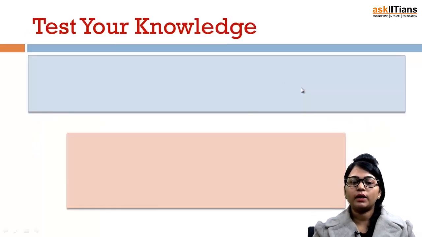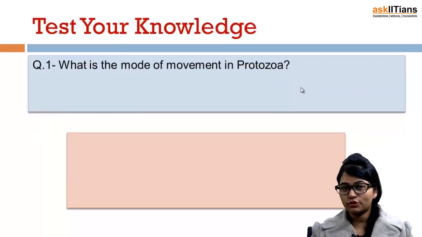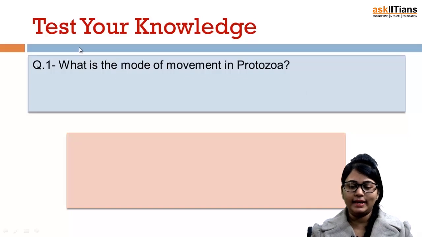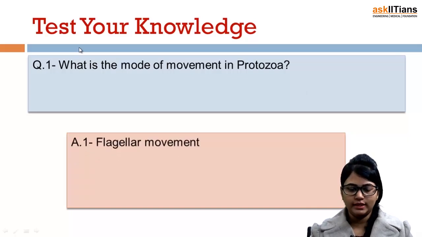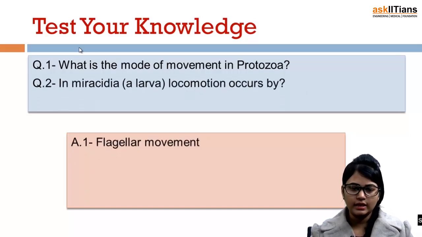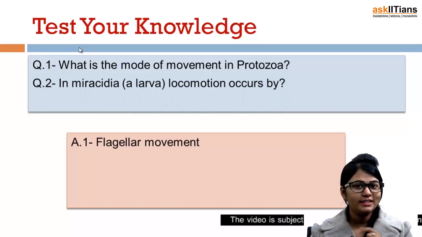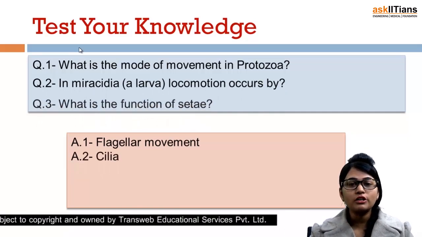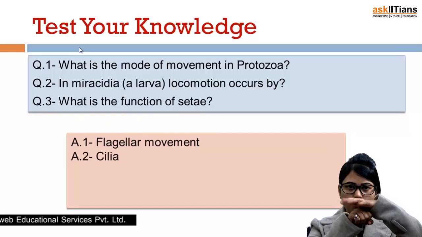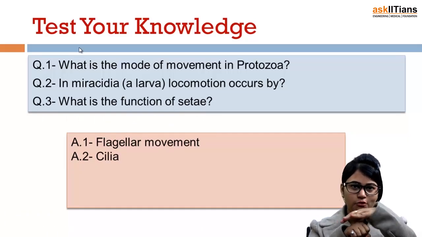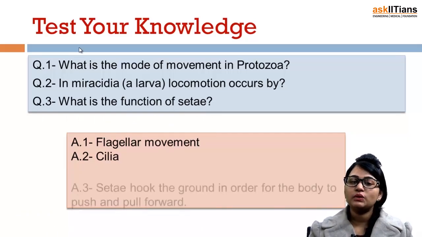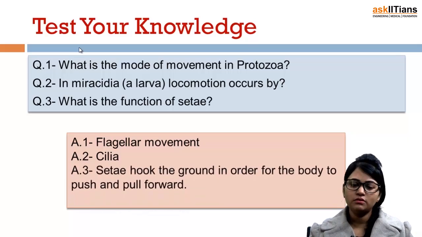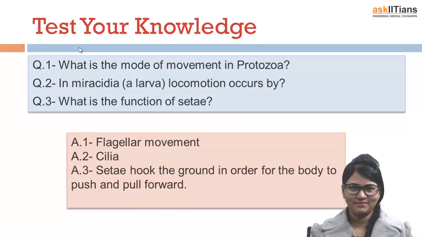Now, let me ask you one question. What is the mode of movement in protozoa? I explained it. Yes, flagellar movement. Then, in Miracidia, larval locomotion occurs by? Yes, by cilia. Then third, what is the function of setae? Remember the earthworm, setae, they are moving, pull and push. Yes, setae hook the ground in order for the body to push and pull forward.